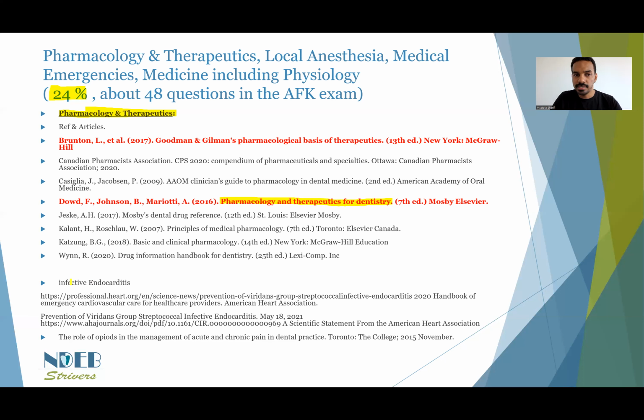You also have the articles that are related to pharmacology and therapeutics. Infective endocarditis is a very important topic that has 2 articles in the list of the articles in the NDEB reference file. And also the role of opioids in the management of acute and chronic pain in dental practice. This is also an important article that is mentioned, and it's very important.